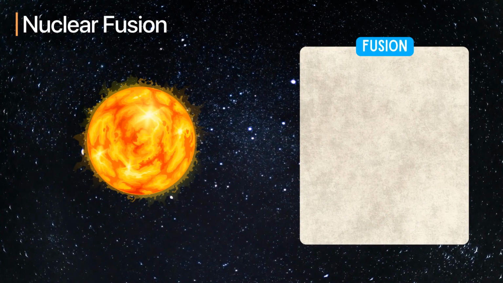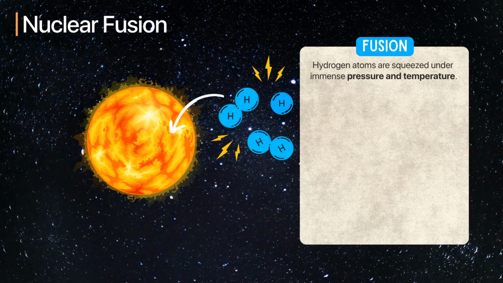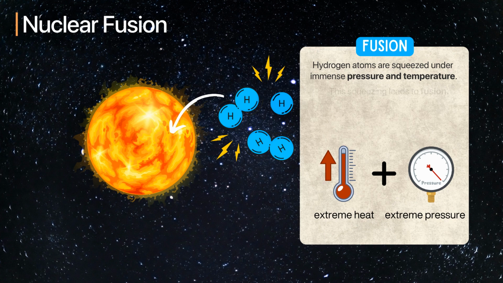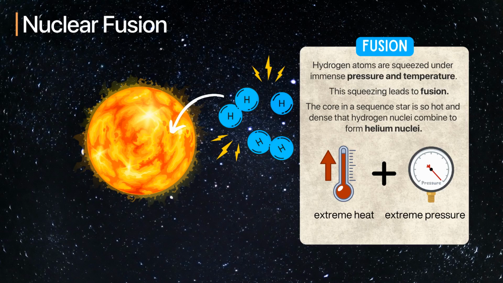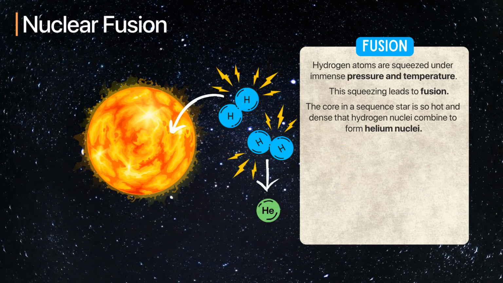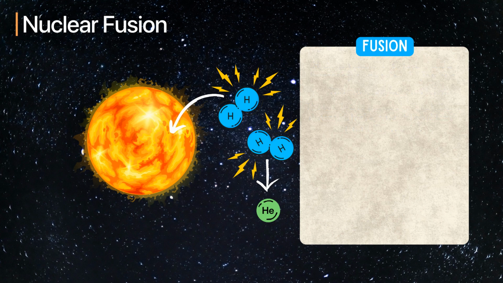In the star's core, hydrogen atoms are squeezed together under immense pressure and temperature. This squeezing is so intense that it leads to a nuclear reaction known as fusion. Inside a main sequence star, the core is extremely hot and dense. Under these conditions, hydrogen nuclei, which are protons, combine to form helium nuclei. The basic fusion reaction can be summarized as 2 hydrogen nuclei creates 1 helium nucleus plus energy.